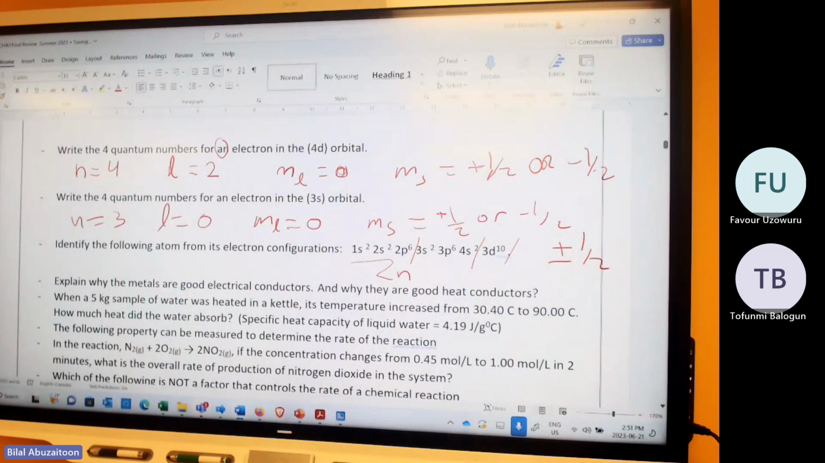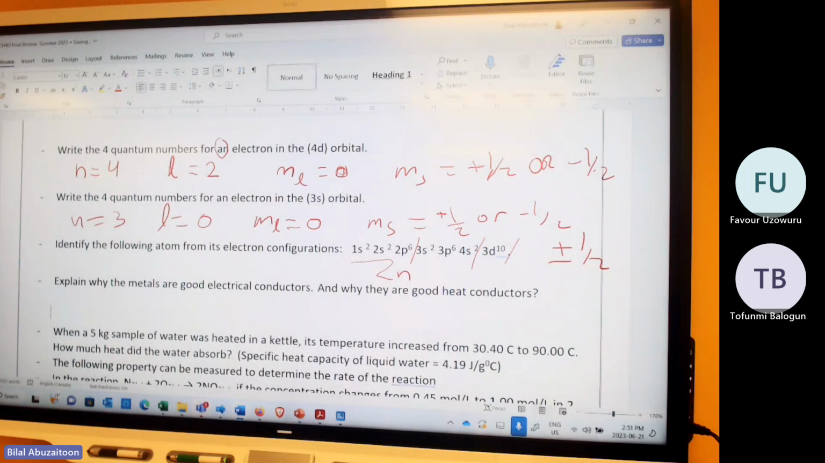Each element has a different number, so every piece has a different number. Yes, absolutely. Atomic numbers: the atomic number 30 is specific for zinc, 29 for copper, 13 for aluminum and so on.